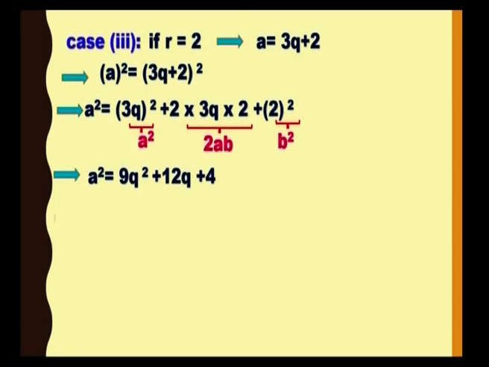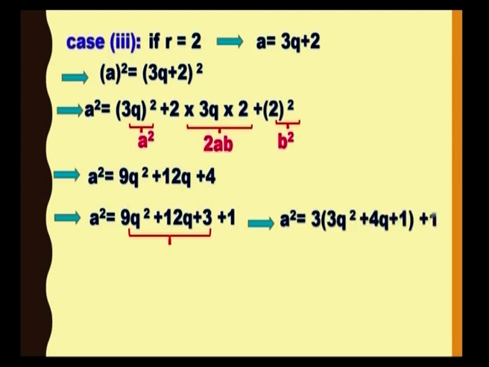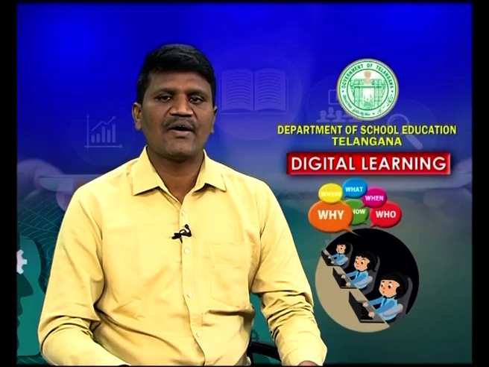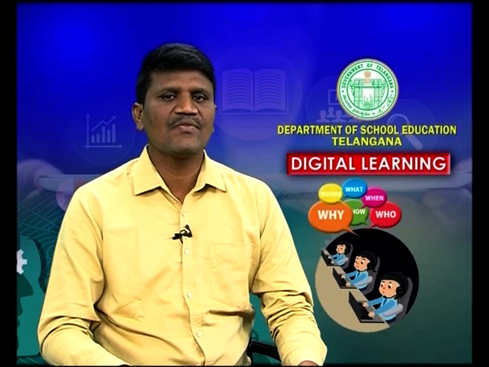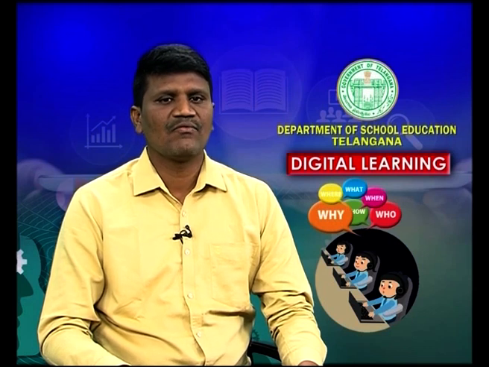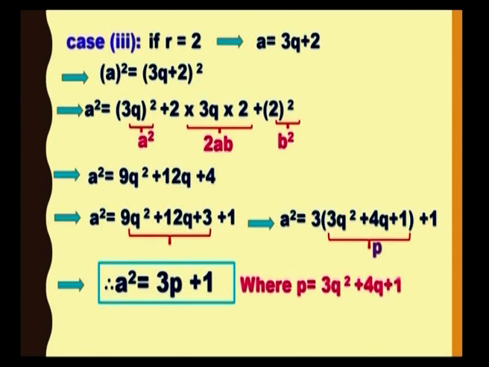Here I am splitting 4 as 3 plus 1. For taking 3 common from the first 3 terms, I am writing 4 as 3 plus 1. Then from the first 3 terms, if I take 3 common, I can write it as a square is equal to 3 into (3q square plus 4q plus 1) plus 1. And if I consider 3q square plus 4q plus 1 as p, then a square is equal to 3p plus 1, where p is equal to 3q square plus 4q plus 1.